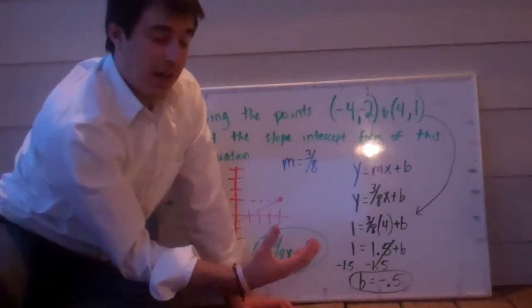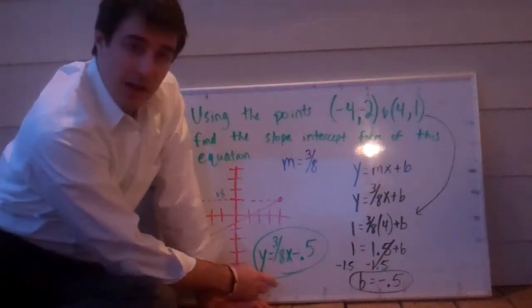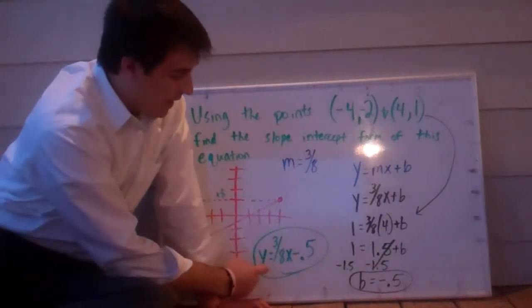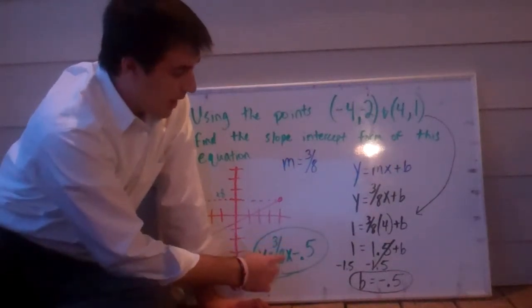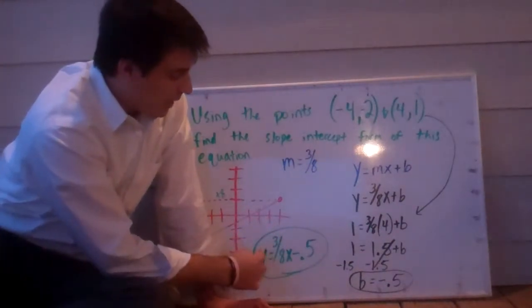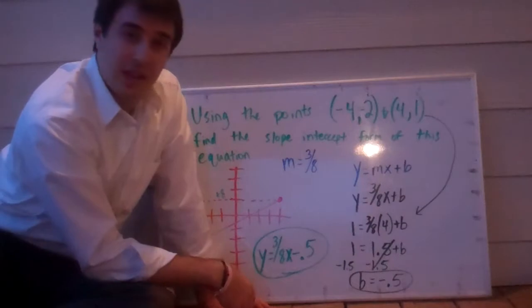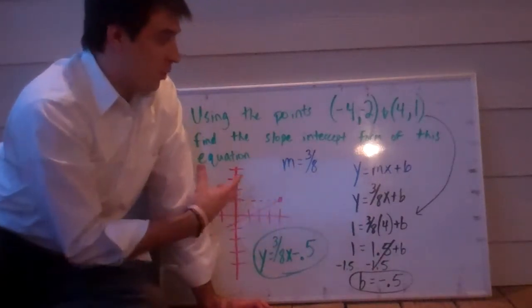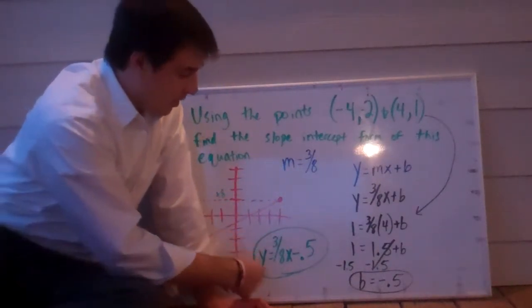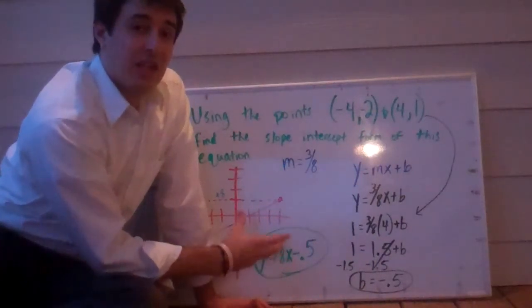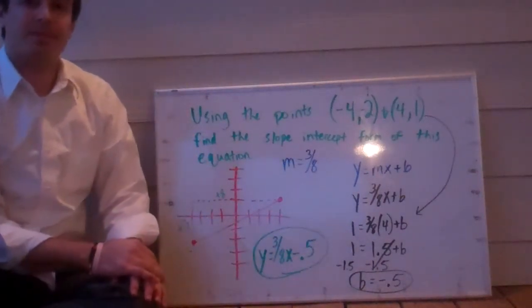So -1/2. Coming back now to our final answer, we may write it as y equals 3/8x minus 0.5, or y equals 3/8x minus 1/2. Whew, it's kind of a mouthful. But this is how we can use slope-intercept form to help us get the equation for our linear line. Alright, hope you enjoyed.